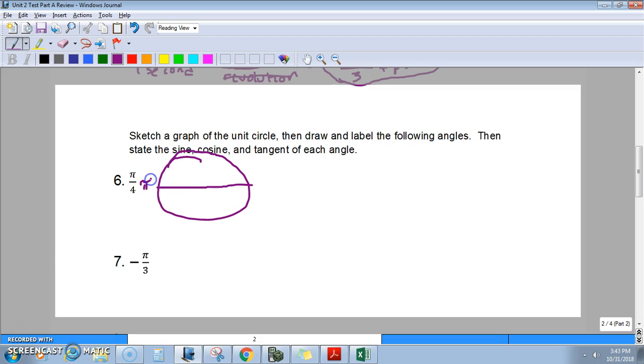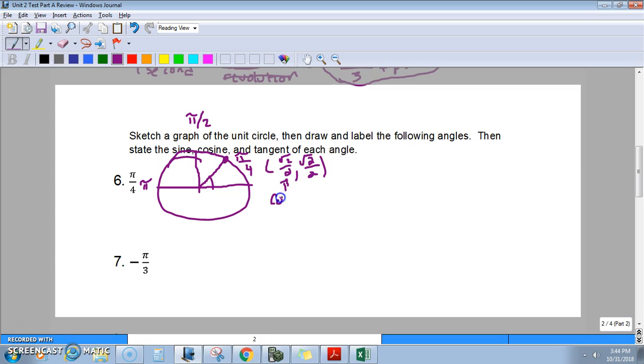If this is pi, this is half a pi, which is pi over 2. And this is half of a half. And half of half is a fourth, so this is pi over 4. Okay, then state the sine, cosine, and tangent of each angle. Well, you guys will be able to use your unit circle, so you should just be able to say, my point right here is the cosine comma sine, and this is 45, 45, 90, right? So it's square root of 2 over 2, comma, square root of 2 over 2.